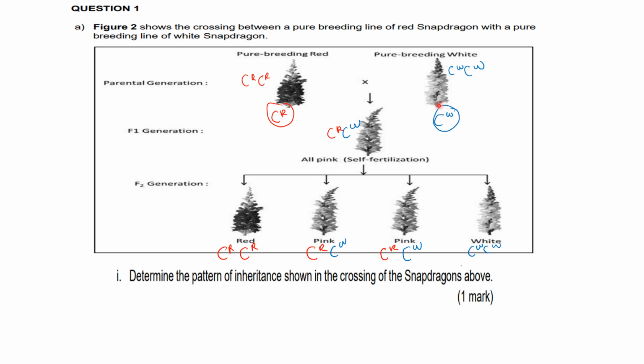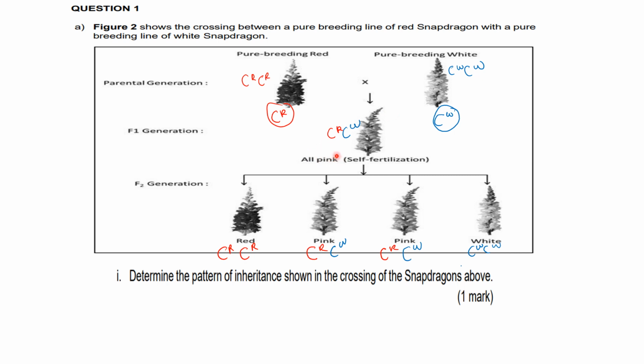So when the gametes fertilize each other, it produces F1, a generation that has a new phenotype that is different from both parents. The phenotype of the F1 generation is all pink. Basically the genotype of the F1 generation is heterozygous, CRCW, and the pink phenotype of F1 is the intermediate phenotype from the two parents.